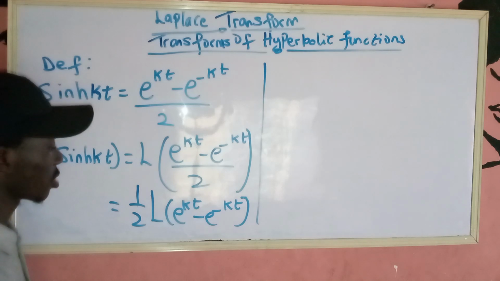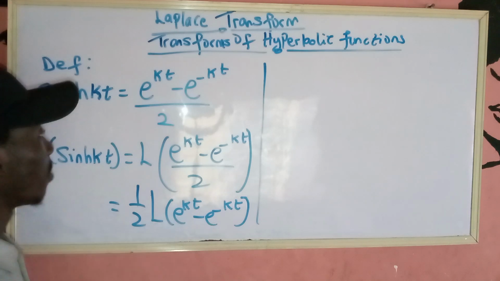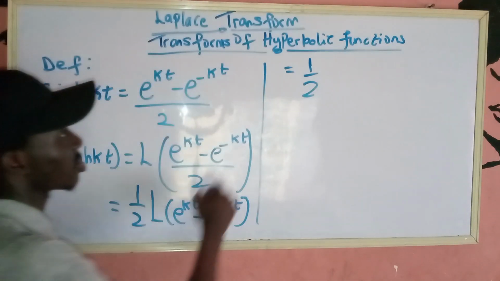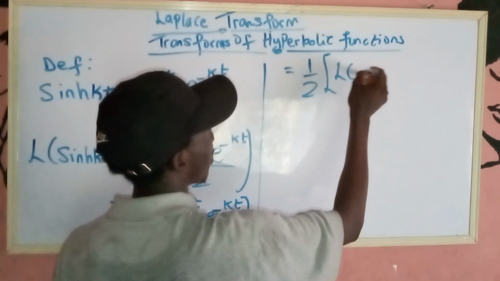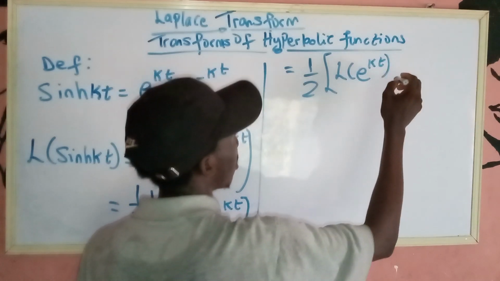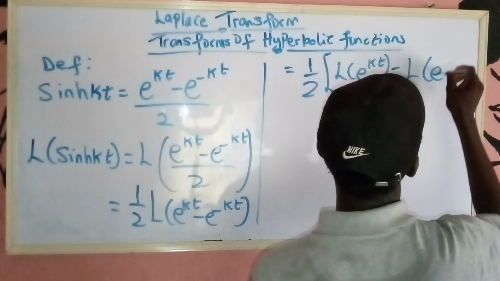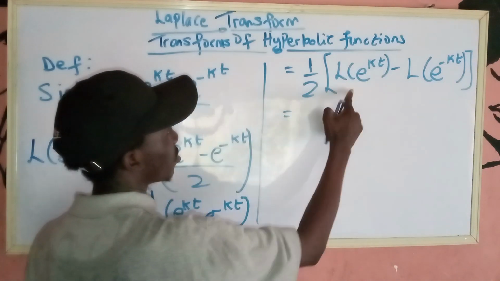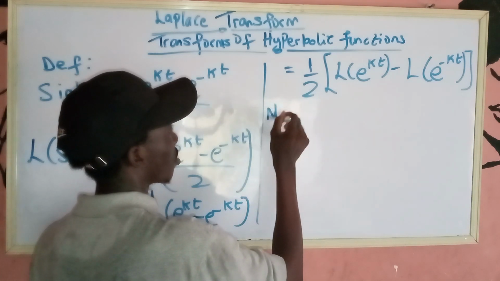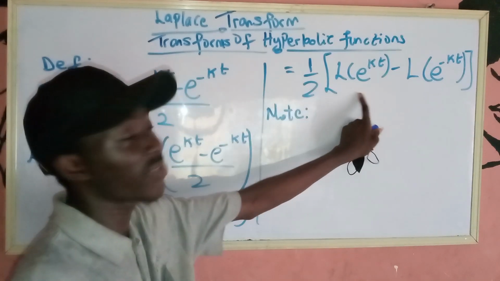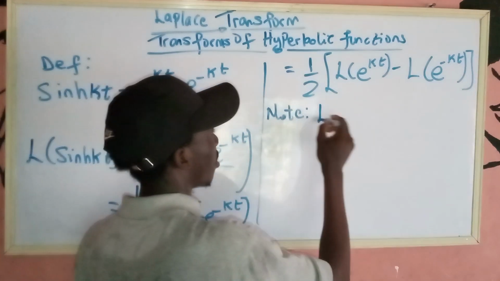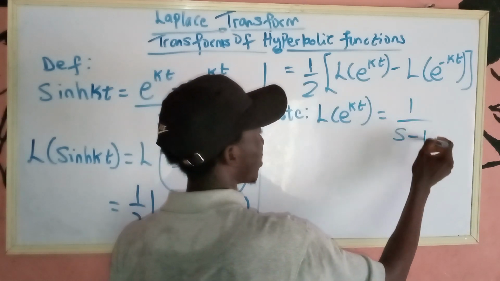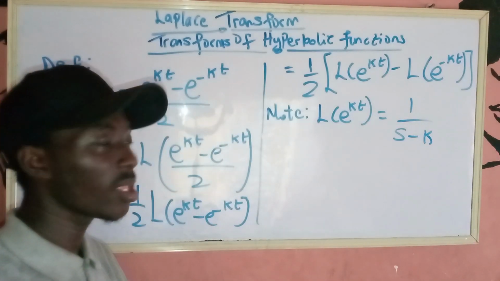So I have to find this and I have to find this. But fortunately for us, in our last video, we found the Laplace of this. So let me write everything independently. That will be Laplace of e raised to power kt minus the Laplace of e raised to power minus kt. So the Laplace of this, note, from our last class, will be equal to 1 over s minus k.